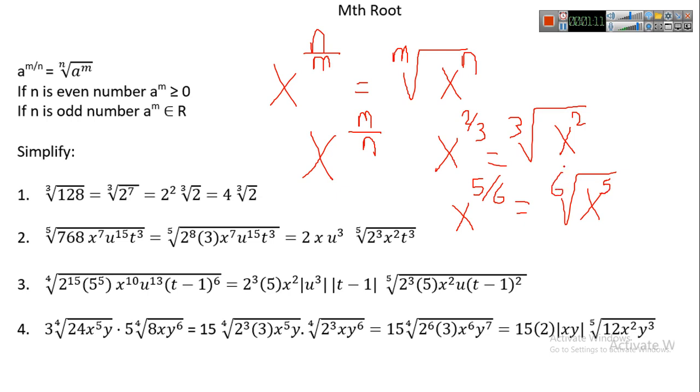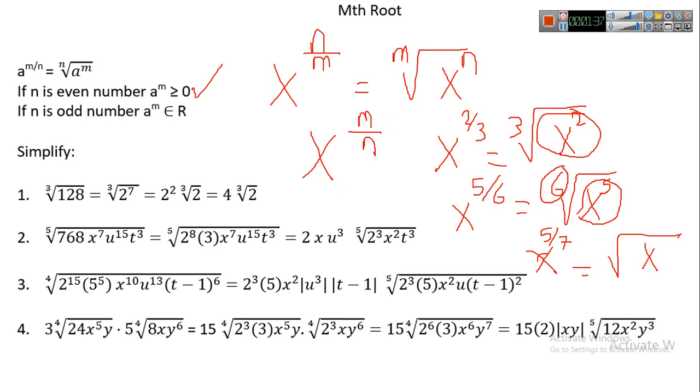So you realize if the nth root is even, then inside must be positive or it will be impossible. So if n is even, the denominator is even, so the answer inside must be positive. Okay, if it's odd, you can have whatever you want. For example, if you have x power 5 over 7, here the nth root is odd, it doesn't matter. You can write it as the seventh root of x power 5. It can be positive or negative inside, it doesn't matter because the nth root is odd.